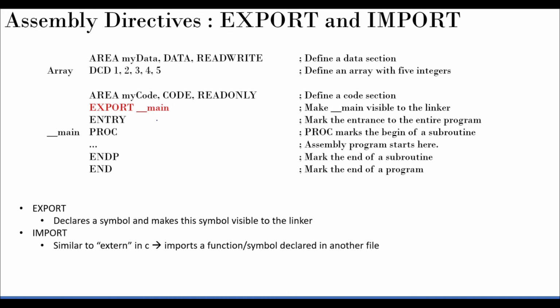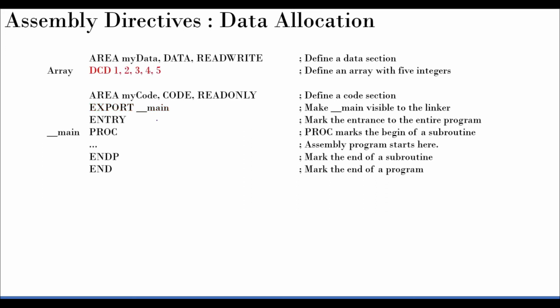As I said before, you can have a mixed code, something like C and assembly together. You can write the assembly in a separate file and then export that function, and then import that function in the C code. Many people do that, quite often. And then, data allocation is something which is very interesting.